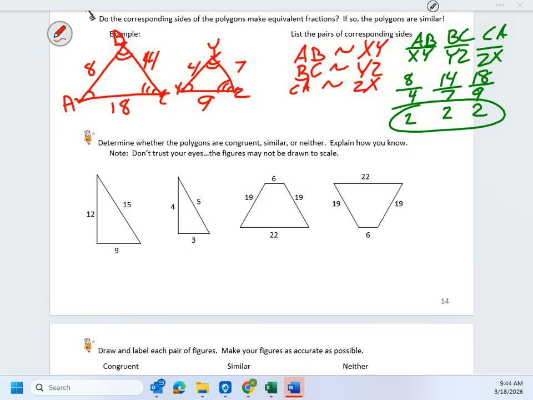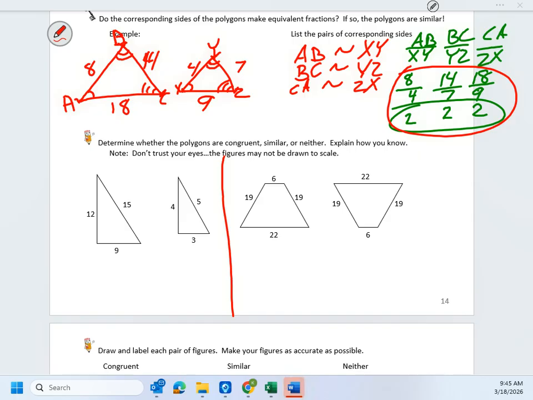So let's look at the bottom here. It says determine whether the polygons are congruent, similar, or neither. Explain how you know. That's doing the math. Okay? So you have to show if they are similar or neither, you're showing that math. If they are congruent, you're going to show that they are identical. So let's look at our two examples. So this is our first set. We have to determine congruent, similar, or neither. This is our second set. So let's look at our first one.